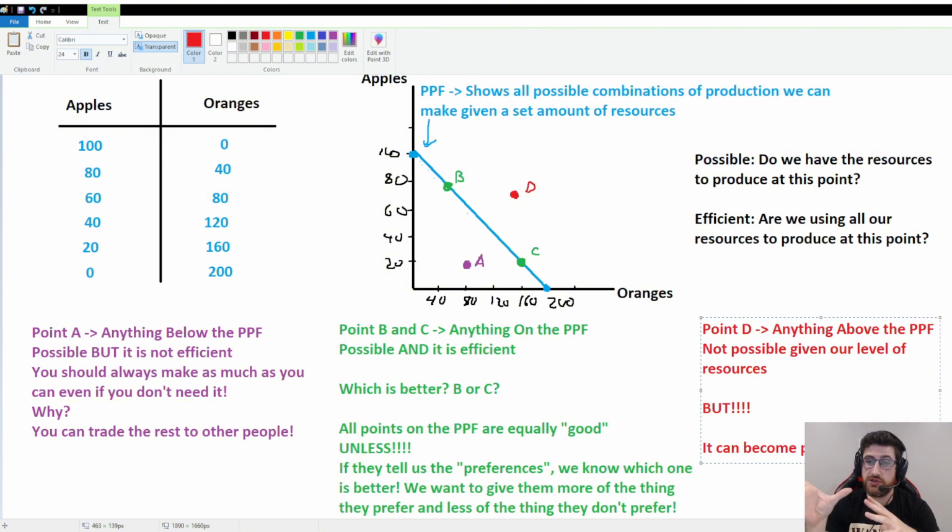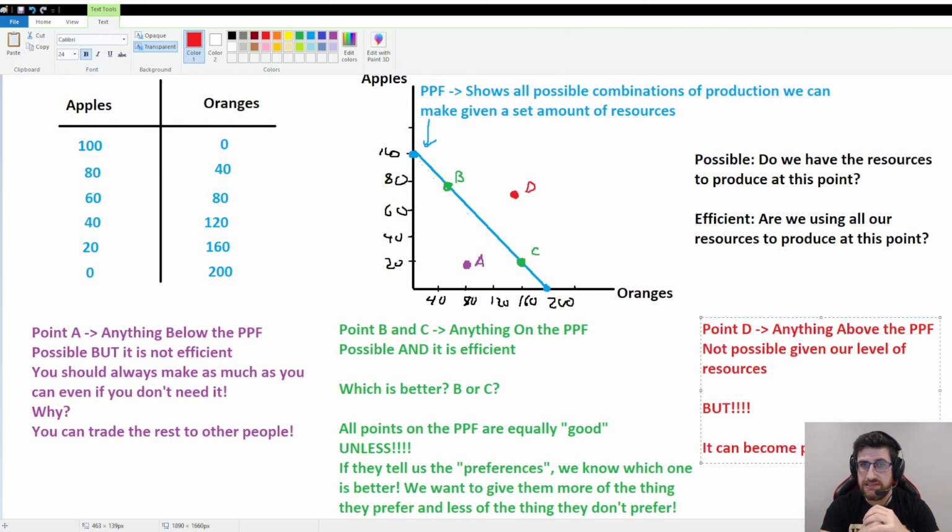So we don't have to worry about efficiency. It's not possible. I would like to get to D if I could. If I could get to D, that'd be great because it's more stuff and more stuff is better. However, right now, not possible. So not even a question of efficiency.